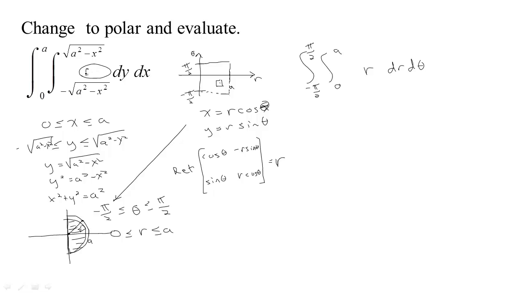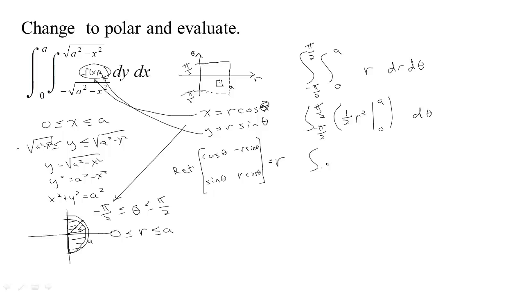If there had been some function of x and y in here, we would have just replaced the x with r cosine theta and the y with r sine theta before doing the integral. Now the integral is going to be easy. You just have to find the antiderivative of r with respect to r, which is 1/2 r squared, and evaluate that between 0 and a. Once I'm done with that, I'll do the integral from minus pi halves to pi halves d theta.